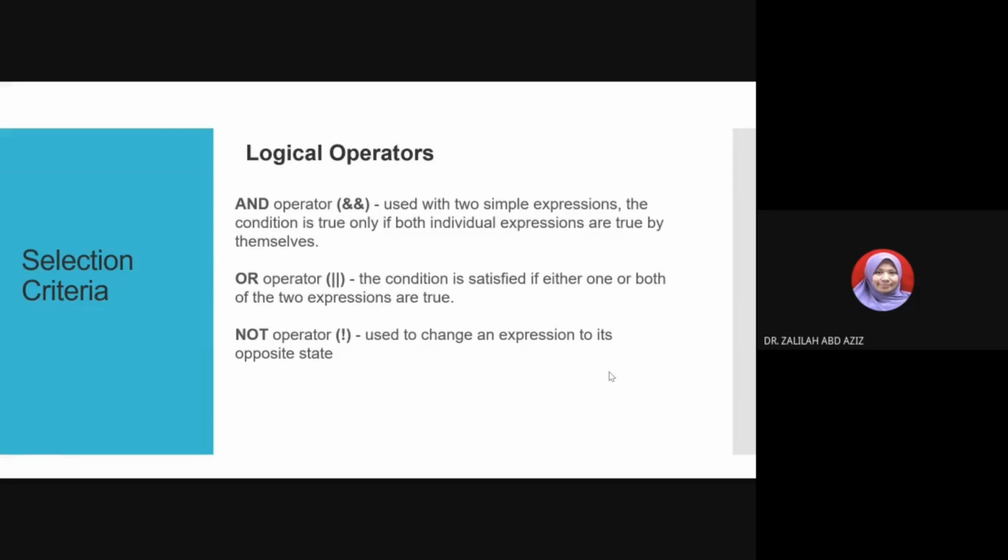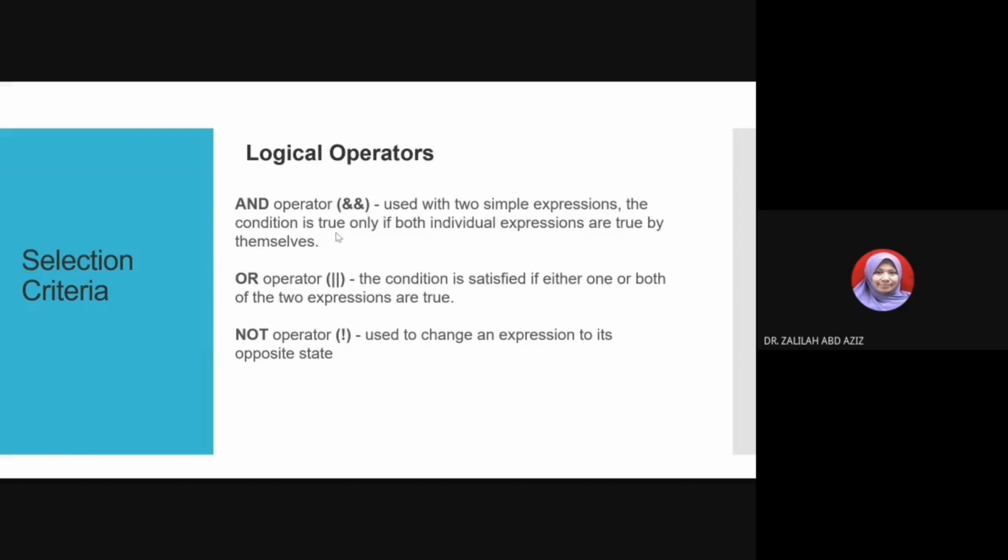Okay, now the second criteria is the logical operators. So we have three logical operators. The first one is the AND operator. The second one is the OR operator, and the third one is the NOT operator. The symbol used for the AND operator is double ampersand. So this is used with two expressions.